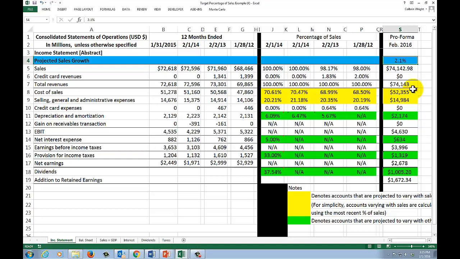We can talk later about how I got that, but like I said, I really want to wait till the end of the video to talk about how we can think about forecasting sales. So for now, please just accept my forecasted sales growth of 2.1%. If sales are going to grow at 2.1%, then that means we think sales will go from 72.6 billion up to 74.1 billion.